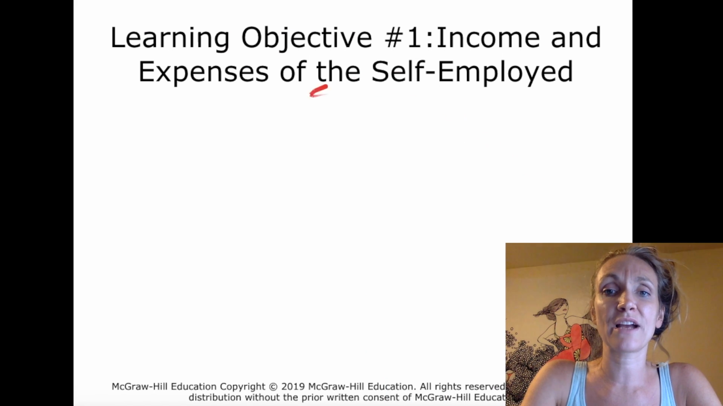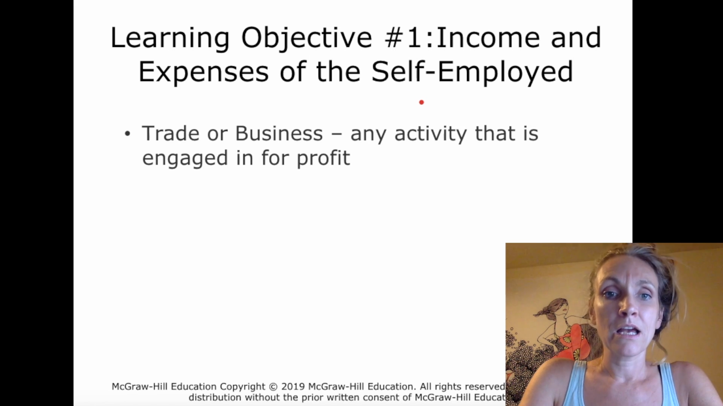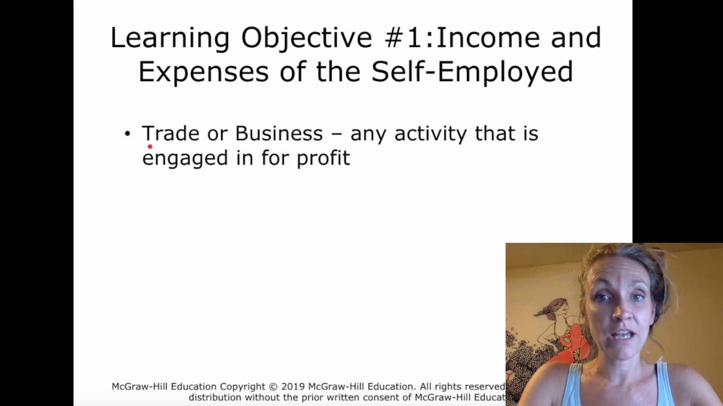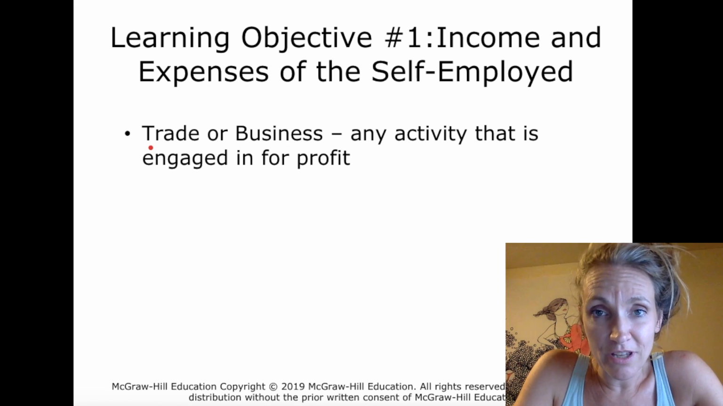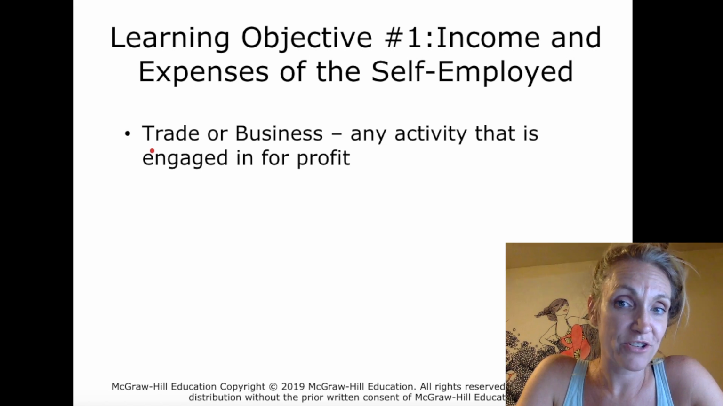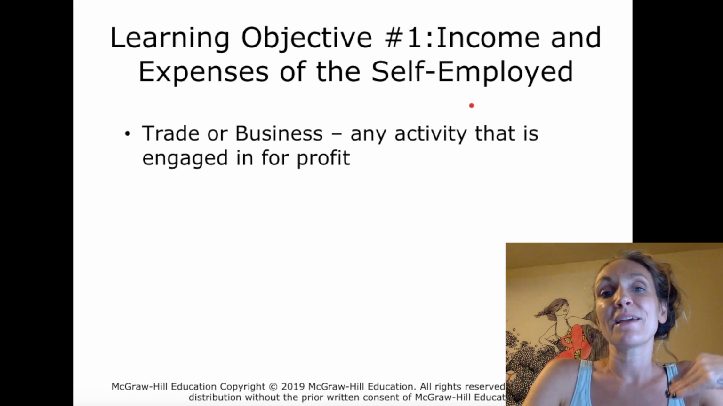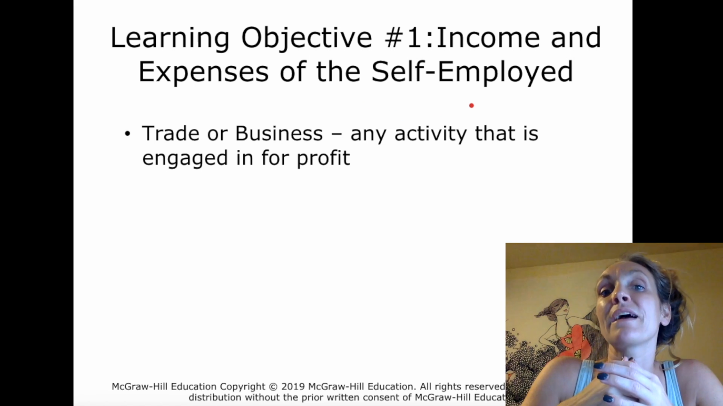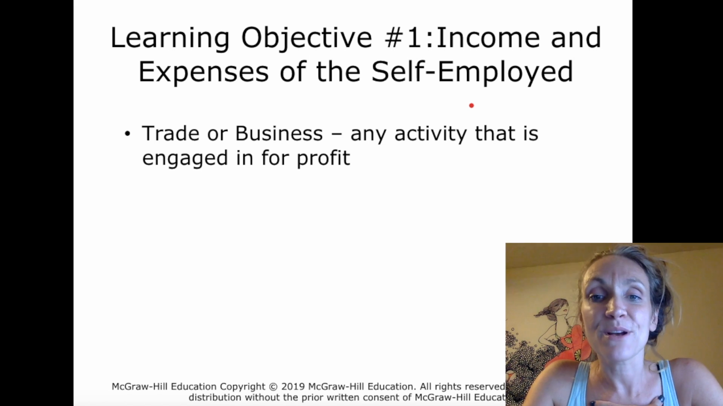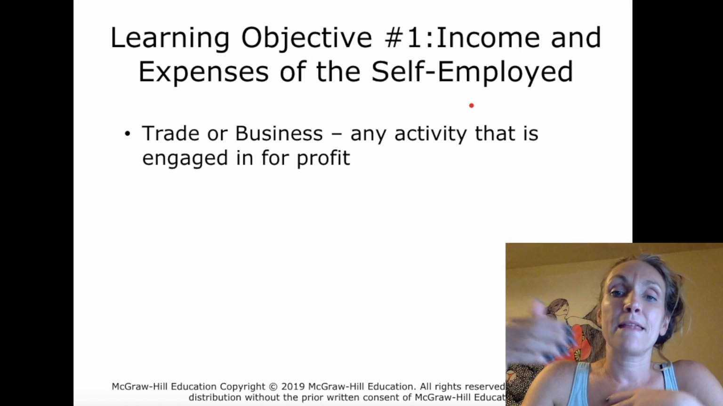All right, so our first learning objective is income and expenses of the self-employed. So self-employed is for anyone that has a trade or a business. And when you think trade, it's like someone working in an industry who's working for themselves. Essentially, if you're working and employment taxes aren't being withheld from your paycheck, you're self-employed. You might be called an independent contractor. They might ask you to fill out a W-9 and then give you a 1099 at the end of the year, which I'm sure you've probably heard of, and that's self-employed.